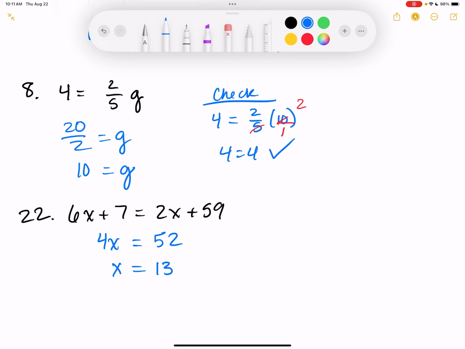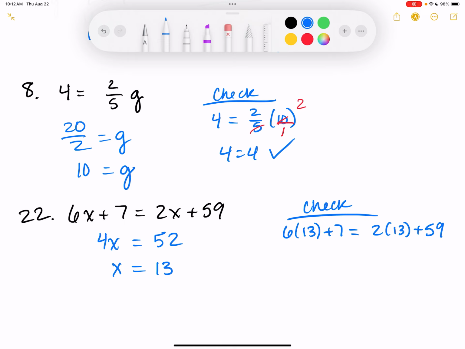Now, these ones you still have to check, but I'm going to show you a very important thing about checking these ones. When you plug it in, you're going to get it looking like this. People decide that they want to start moving stuff over. When you check it, you can't move stuff over. You've got to make sure that the left side is equal to the right side. That's how you check these ones.